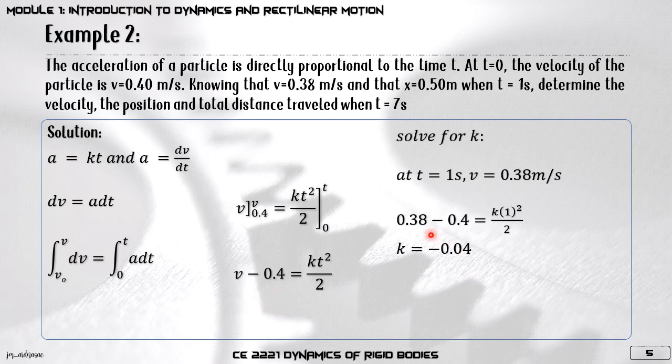So substituting the value of k in the equation of v, then our general equation now for the velocity is equal to 0.4 minus 0.02 t squared.